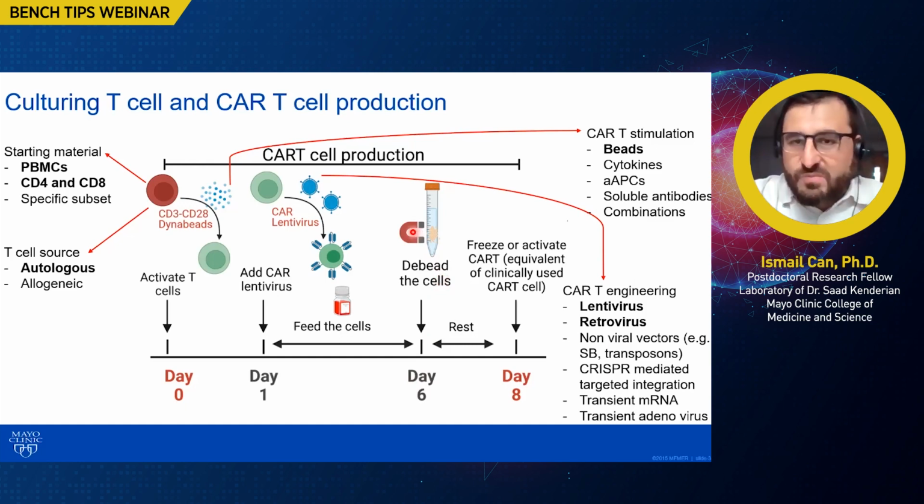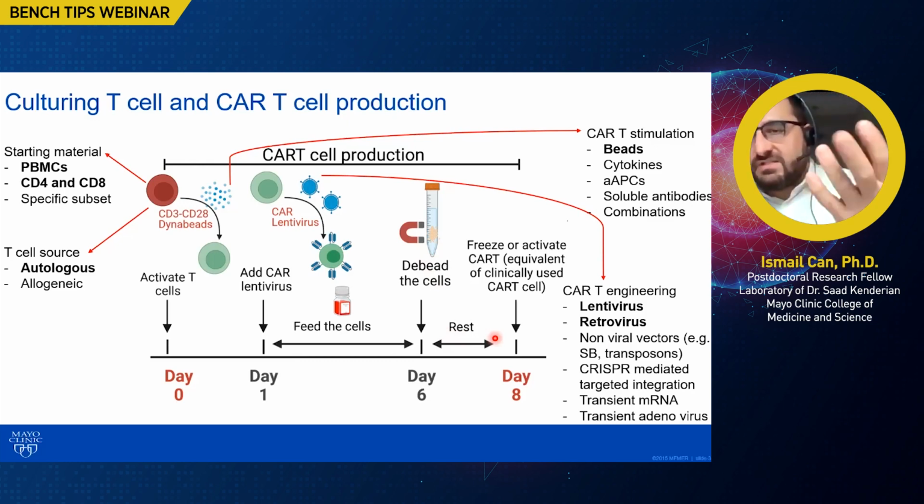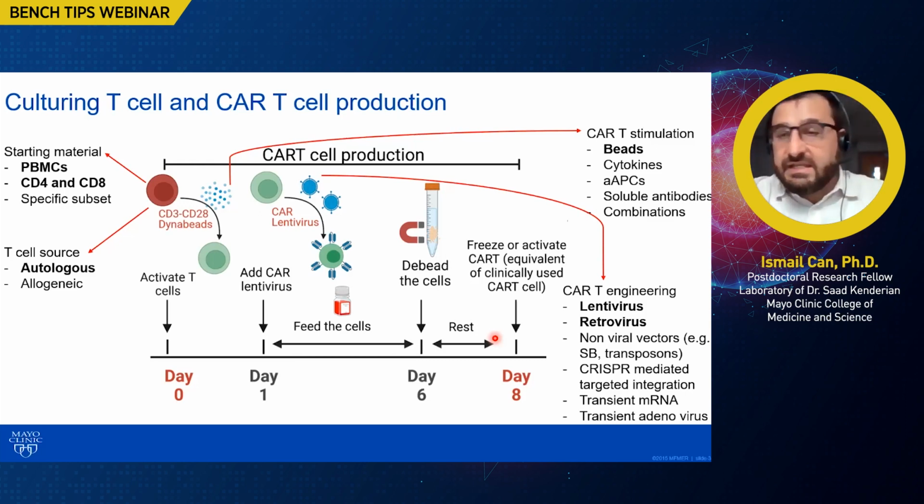With the help of a strong magnet, we remove the beads and then just purify the cells, and then we rest the cells for 2 days. At the end of the 8 days, they are ready to be used, or we can just freeze and store them like any other cells. We can freeze them with protective agents and store them almost anytime that we want.